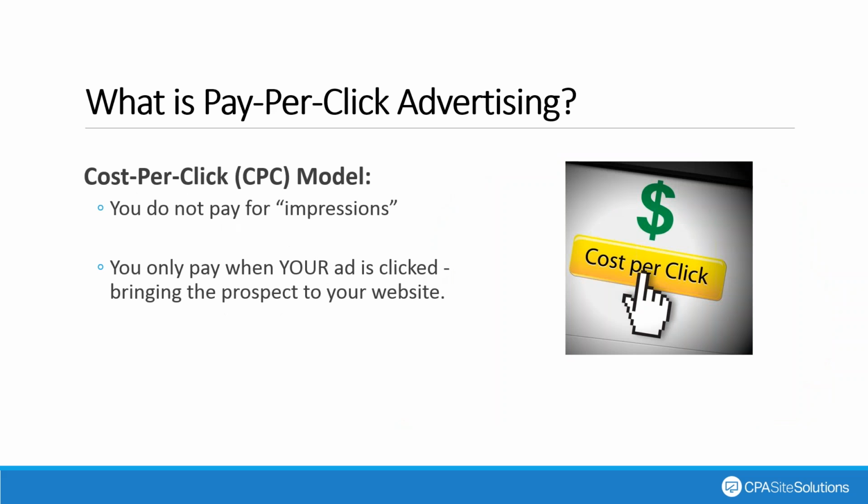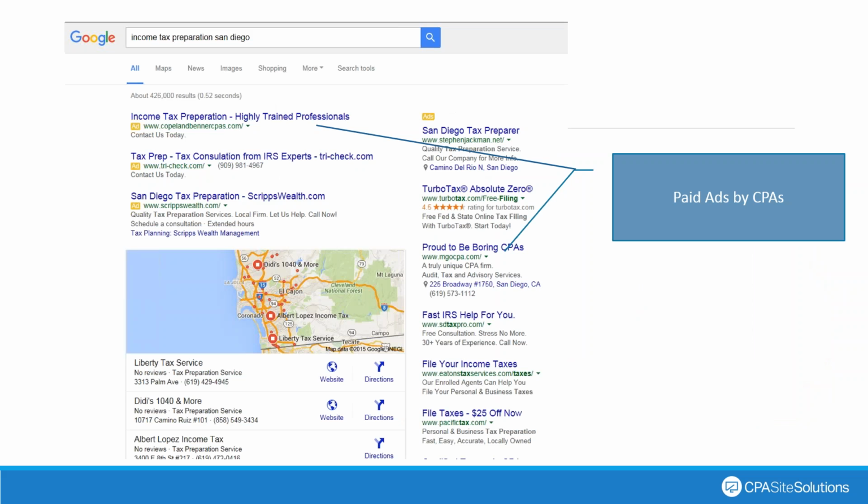You only pay when your ad is clicked, bringing the prospect to your website. And I'm going to talk a little bit, but let's show you first what it really looks like. So in this particular case, I have searched for income tax preparation San Diego. And if you've seen this, this is a typical Google page, but the first three things that I see on the screen are ads. And you can tell they're ads because it says on the left-hand side, ad, ad, ad.